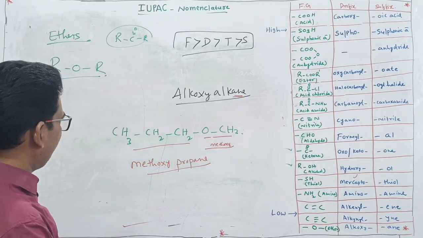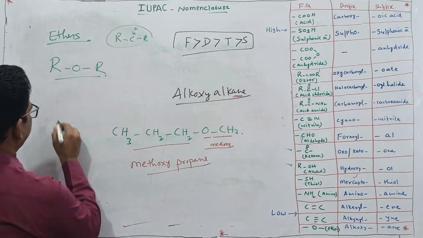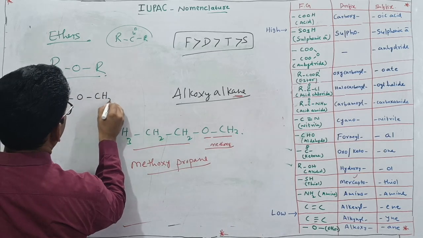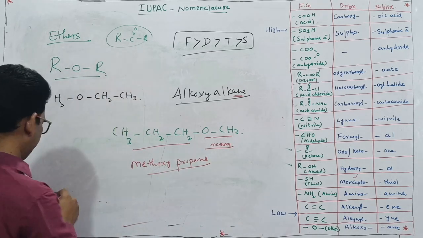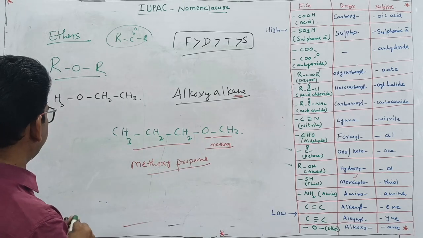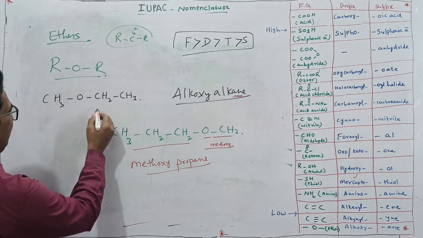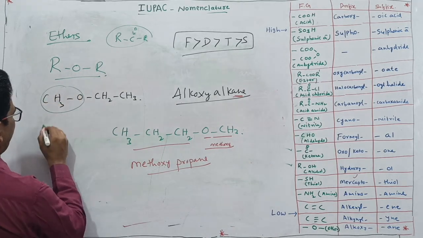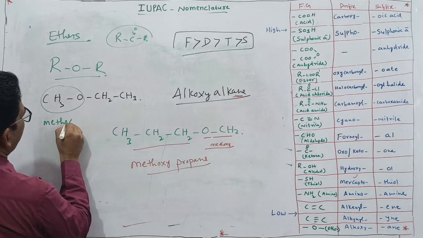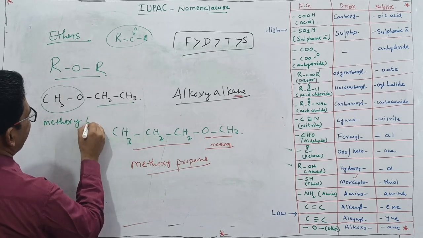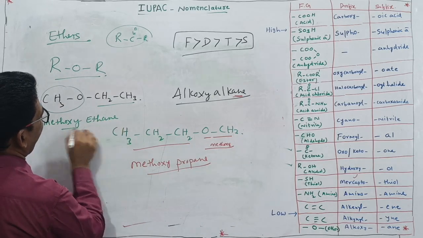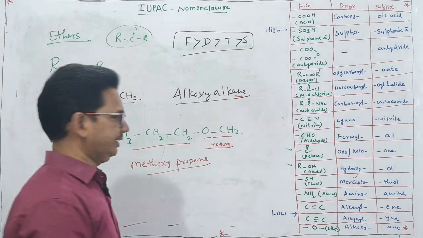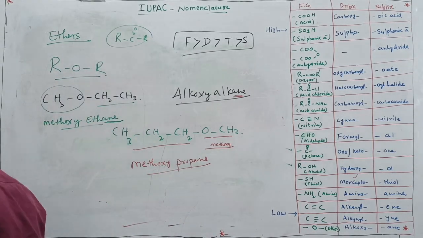Understand? I hope so. One more example I will give. Now in this case, which one is the alkoxy? This side 2 carbons are there, this side 1 carbon is there. That's why this will become alkoxy. Now what is the name for this one? Methoxy. Then what is this? Ethane. Methoxyethane. Ane is the suffix. Alkoxyalkane, like this.